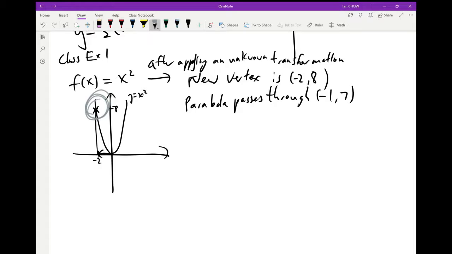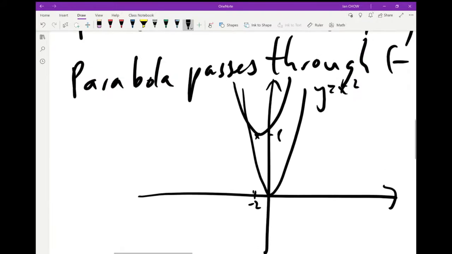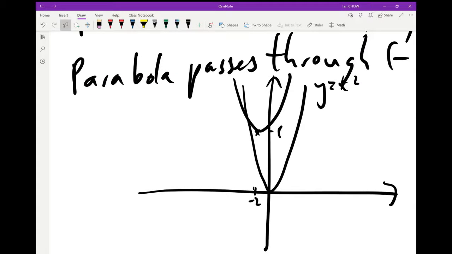And so if I try to sketch it out nicer, now that I know what it looks like, let me do it here. This is our y equals x squared, and then we have negative 2, and then we have 8. So our resulting vertex is here. It should look somewhat like this. And then we also know that it passes through the point, if we zoom in, negative 1, 7.